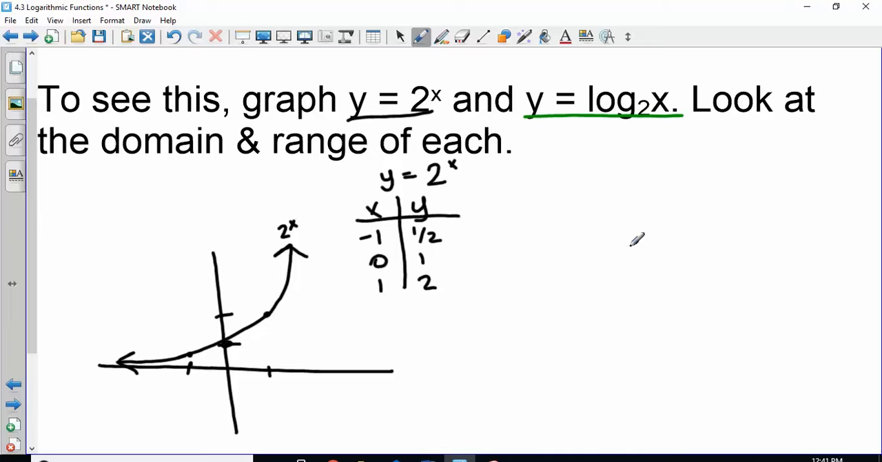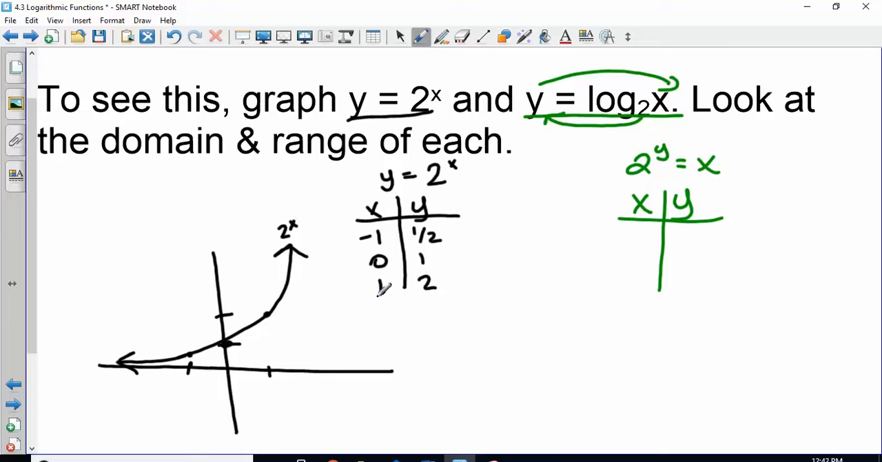Let's graph this one. y equals log base 2 of x. If I just told you to graph that, what would you do? If we did the definition, that means 2 to the y power equals x. So all I did was flip my x and y here. If you made your t-chart, we know for an exponential we have to plug in -1, 0, and 1 for the exponent. What variable is in my exponent? Y. So I'm going to put -1, 0, and 1 in for my y.